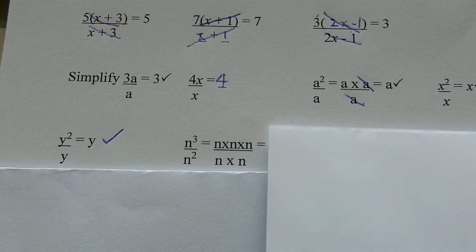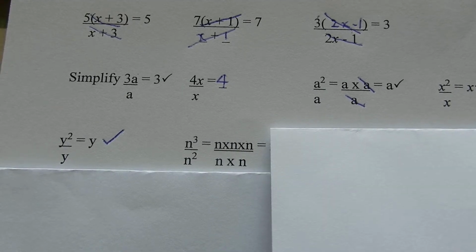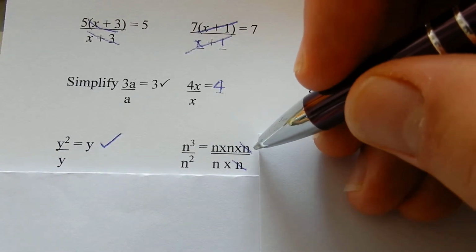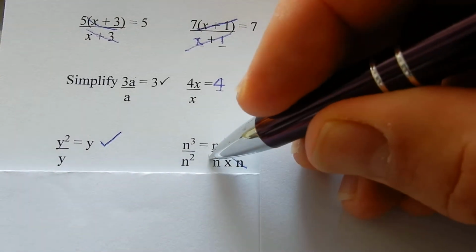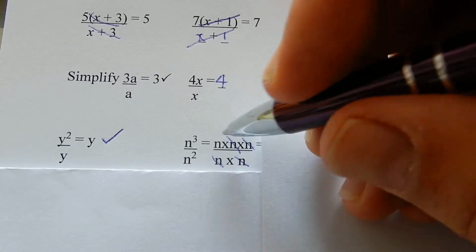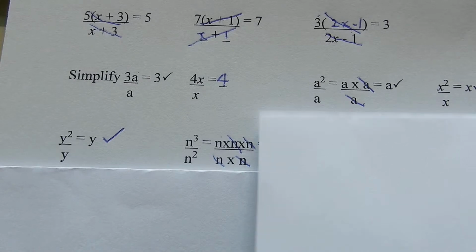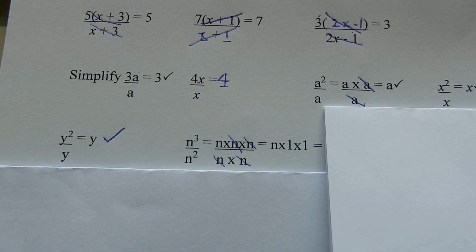There it is. Now, ooh. N times N times N over N times N. This one will cancel with that. N divided by N is 1. This one will cancel with that. N divided by N is 1. We've got N times 1 times 1.